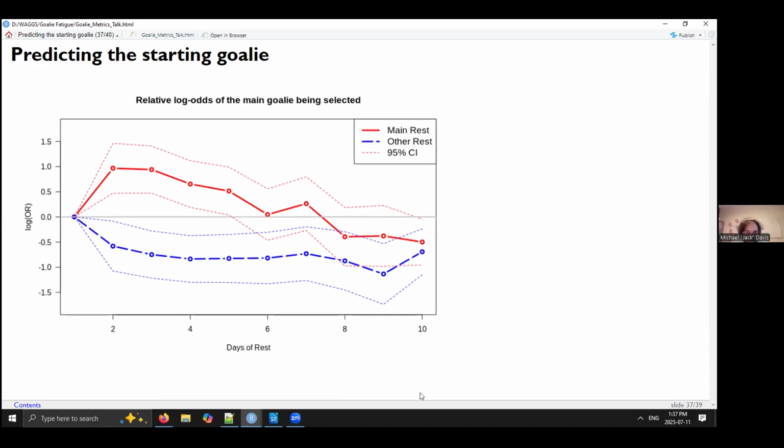So for days of rest of individual goalies as well, we have a few other things here. Basically, if the main goalie has had a few days of rest, they're more likely to show up. But if they have a lot of rest, that typically means they're injured, or something's not great with them. So it starts to drop off after a while.